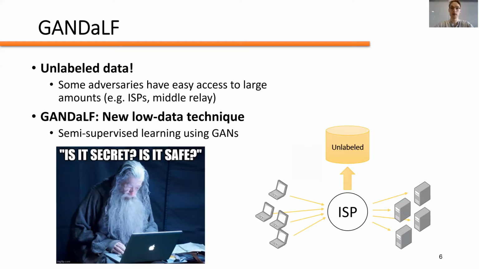When examining the current state of the fingerprinting domain, we realized that there was additional data that is available to some adversaries, but was being left largely unused by the current techniques. This data is a vast amount of unlabeled website traffic data that is generated by the minute from the millions of users using Tor daily.